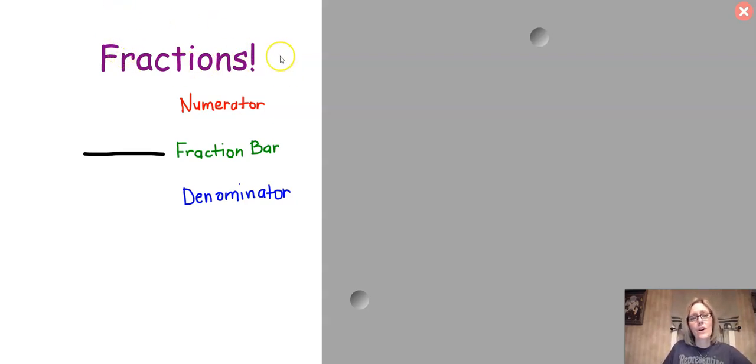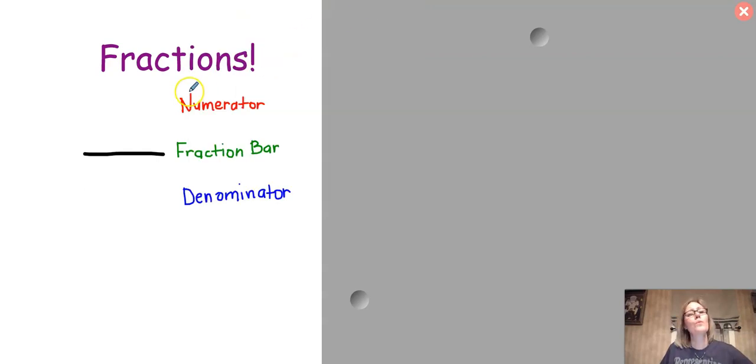Now, I want to talk a little bit about fractions before we start our fraction work. Something that you need to know about fractions is they have 3 parts. They have a numerator, they have a fraction bar, and I already have the fraction bar right here, and they have a denominator. Now, the numerator is the top number, and the denominator is the bottom number. Let me give these a little bit of a circle here.